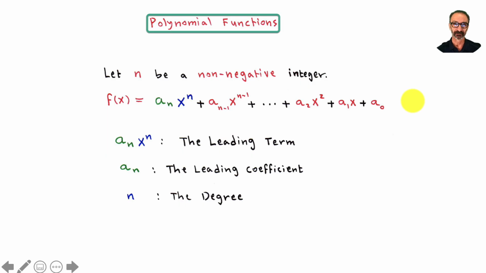Polynomial functions. Let n be a non-negative integer. f of x equals the following. I'm not going to read every single detail. It will be called a polynomial function. But I'm using different colors, or mainly highlighting this term, because if this is gone, the whole thing will be different. What do I mean by this?